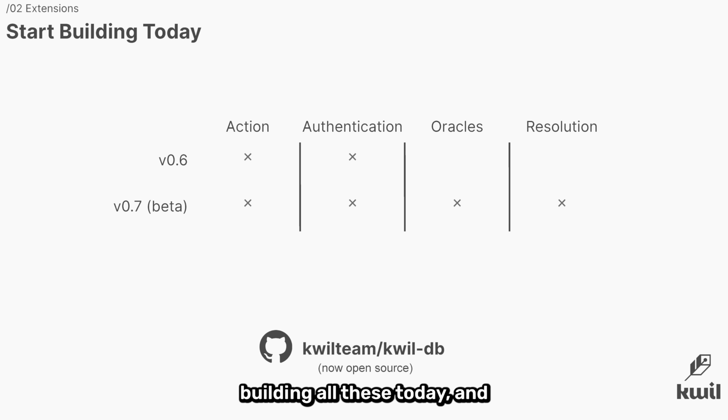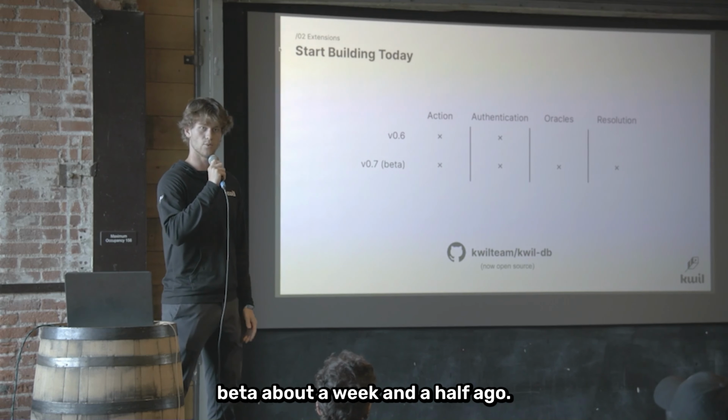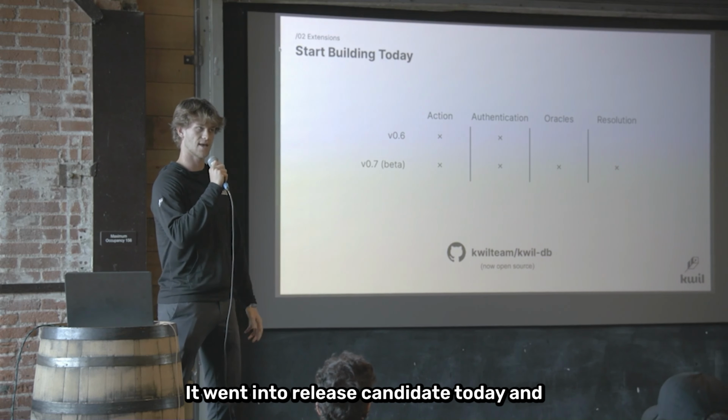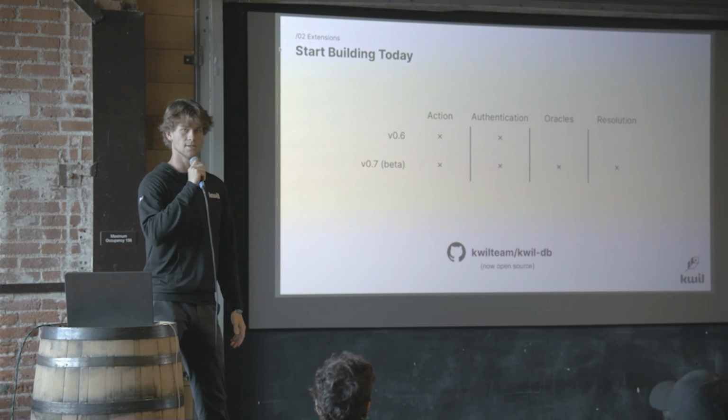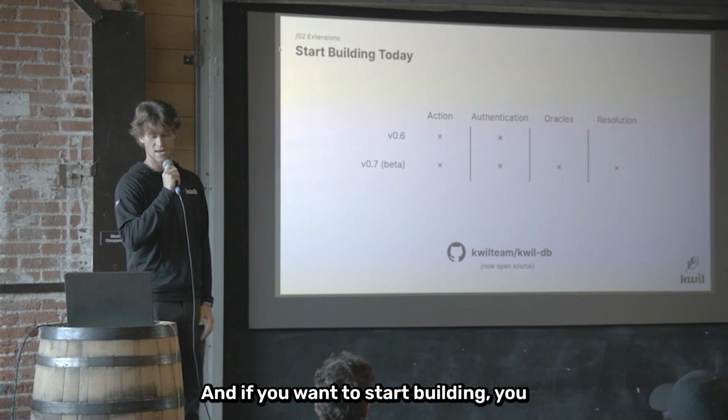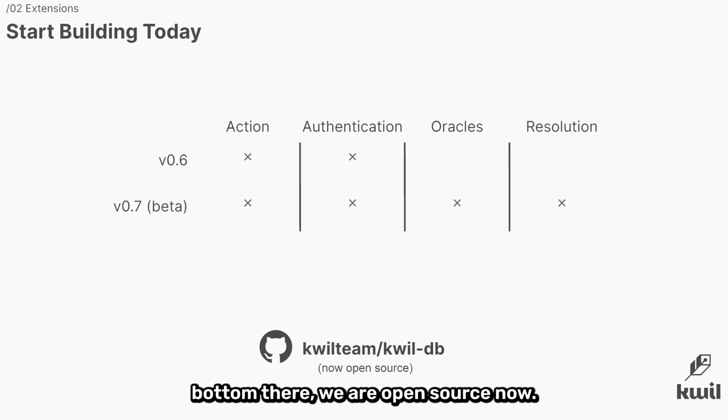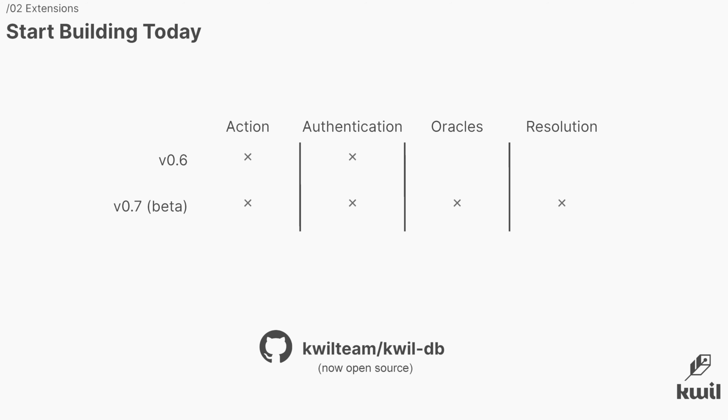And so you can actually start building all of these today, and obviously people have been building these since last July. But in our current production release that has been out for about the last 2 months, you can build both the action authentication extensions, and then all these new ones you can build. So our new release went into beta about a week and a half ago. It went into release candidate today, and it gets released in exactly 1 week. But you can build the rest of them in this, and if you want to start building, you can just go to our GitHub, which is at the bottom there. We are open source now. But yeah, you can start building any of these today and building your own custom app chain, and you can literally deploy these in 2 commands in a terminal. They're very easy to deploy.